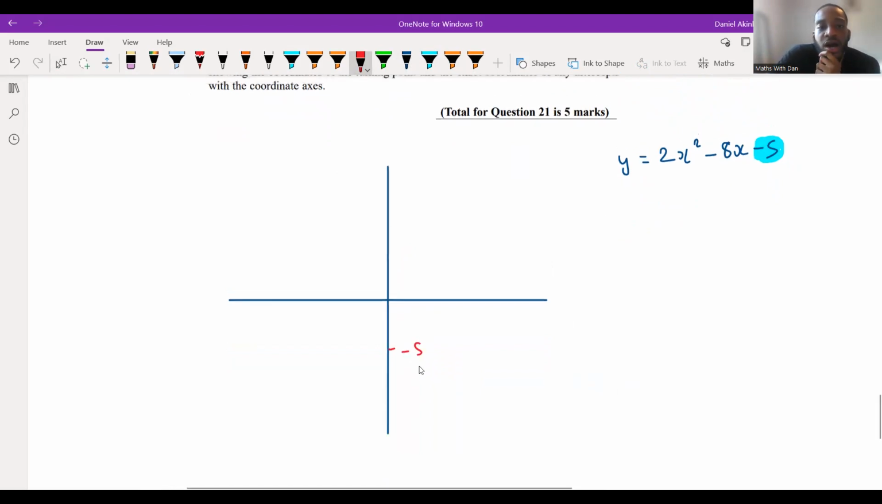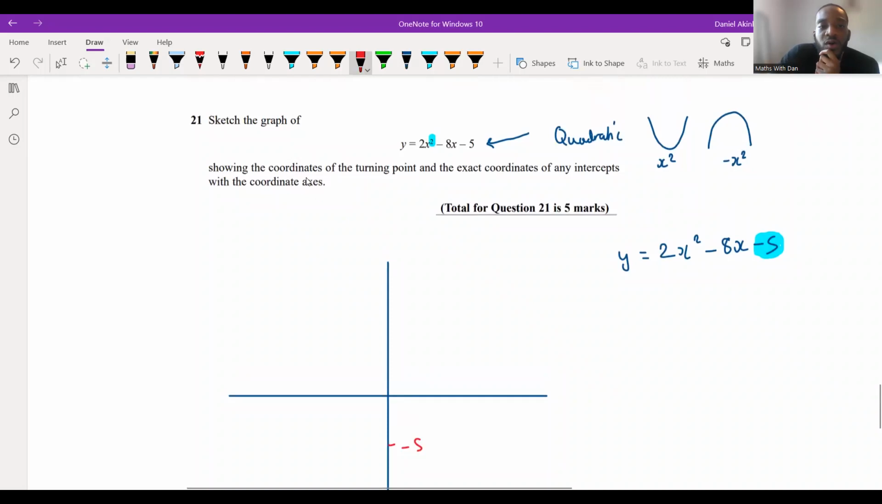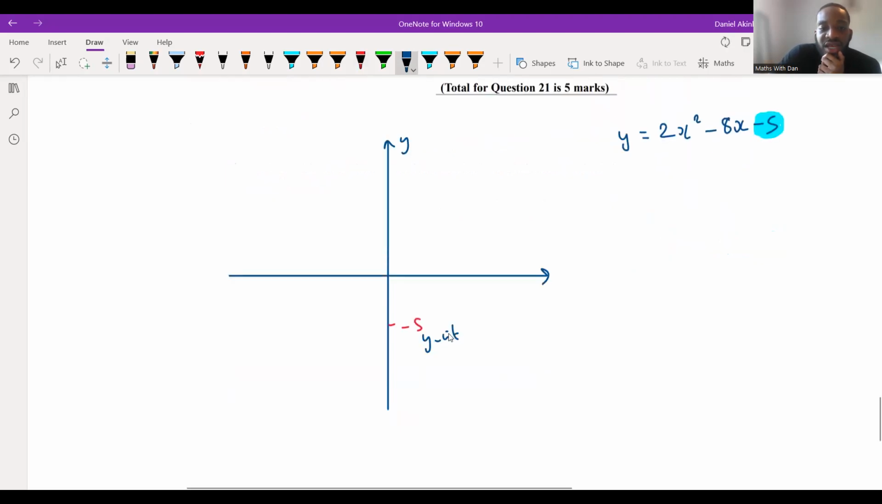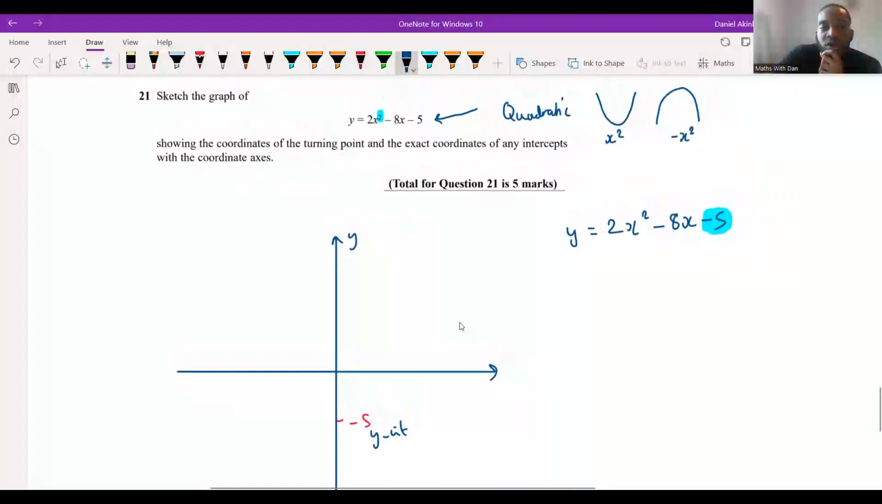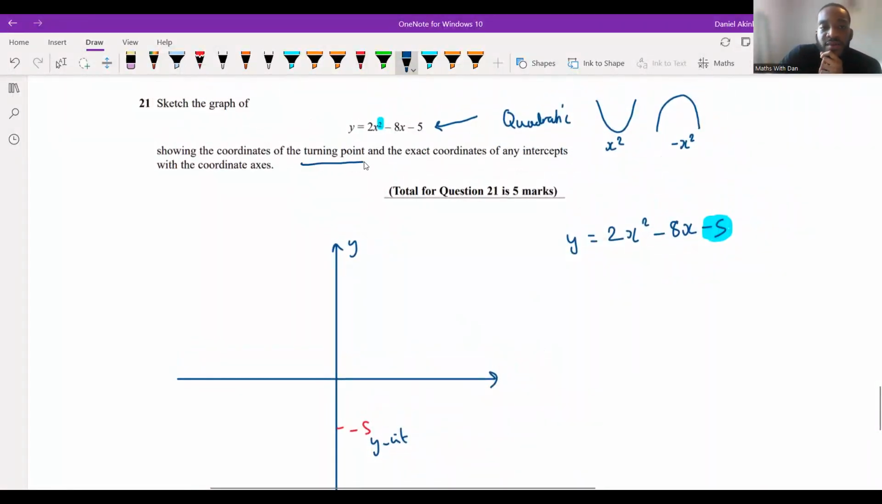And then now, we need to figure out the turning point and any intersection of the coordinate axes. So right now, we know the y-intercept, right? This is the y-intercept. We need the x-intercept, which we call roots, right? Now, there's a couple ways to do this. What we're going to do first, though, you'll see why, is figure out what the turning point is. Now, we're dealing with a quadratic here.